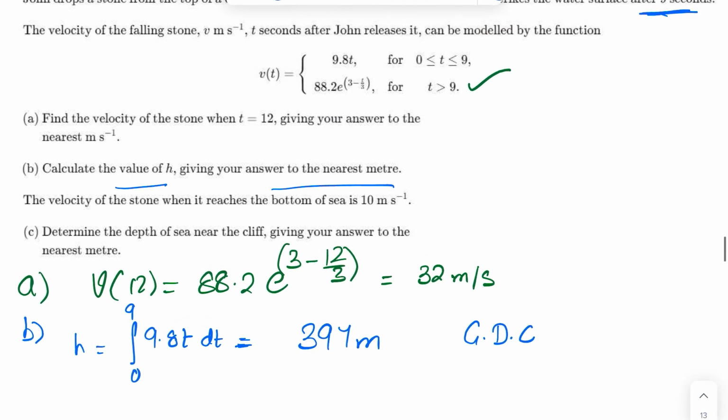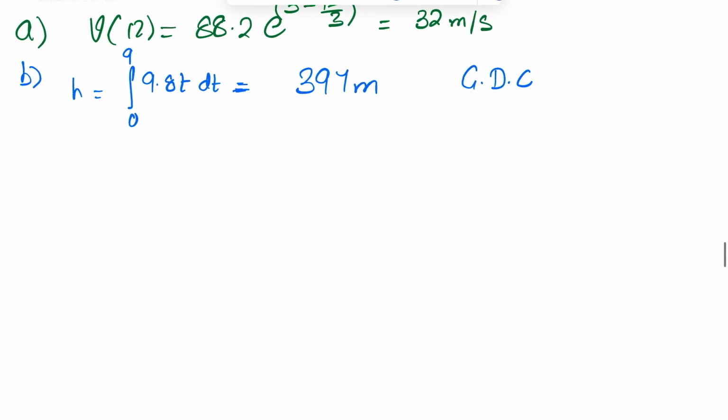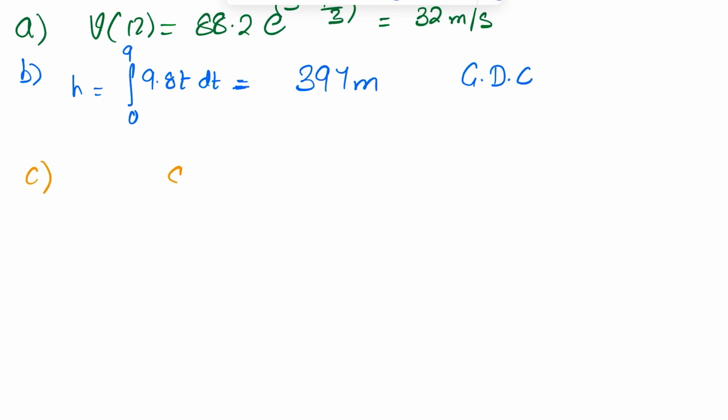So now after 9 seconds, this is going to be the formula that I am going to use. So velocity is 10 meters per second. So 88.2 e to the power of (3 minus t) upon 3 equals 10. Again, use the graphing display calculator. You should be getting 15.531 seconds. So it took 15.531 seconds to reach the speed of 10.